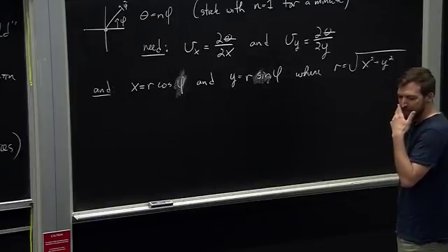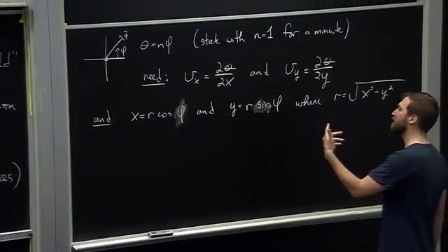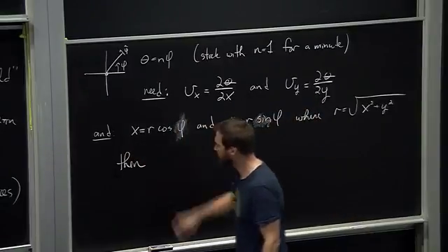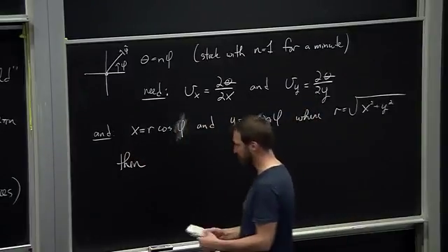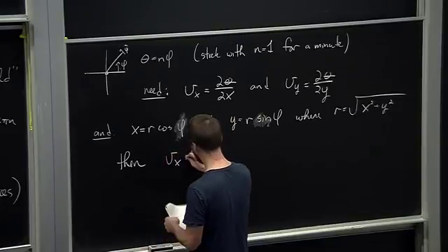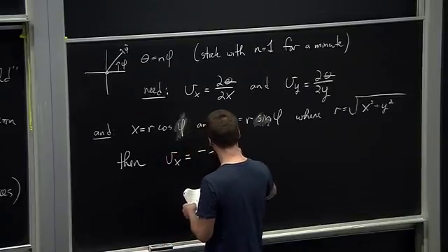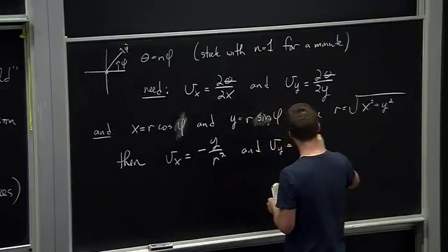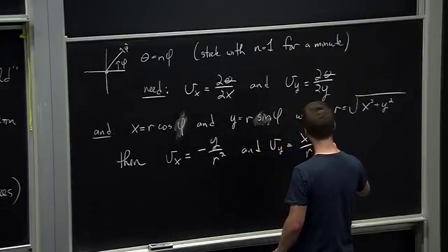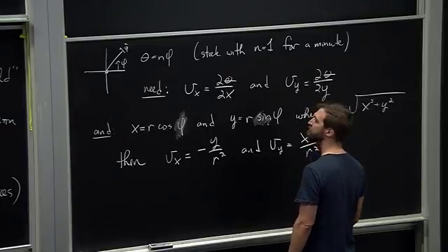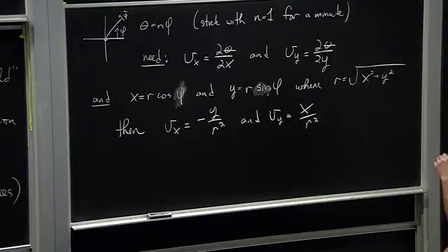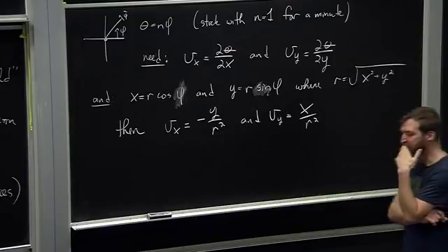So if I solve for theta, and take the derivative, then I'll get v of x is minus y over r squared. And this one, vy, is x over r squared. Cool. So that lets me calculate the curl.